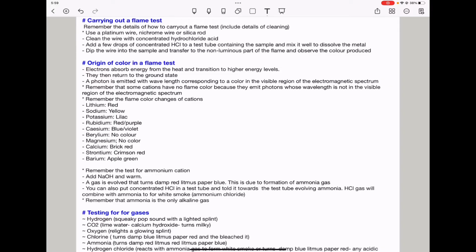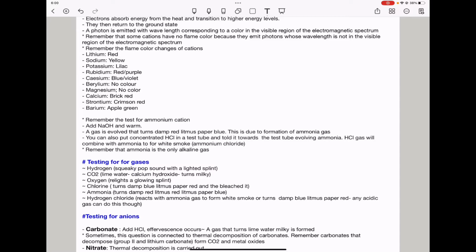is apple green. Connecting to the flame test, it's a good idea that you understand how to test for the ammonium cation. To the sample that you suspect to contain the ammonium cation, you need to add sodium hydroxide and then warm. A gas is evolved, and that turns damp red litmus paper blue.